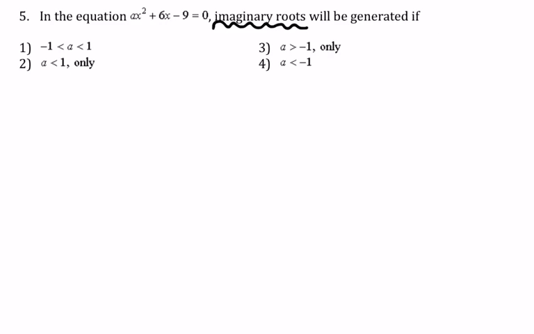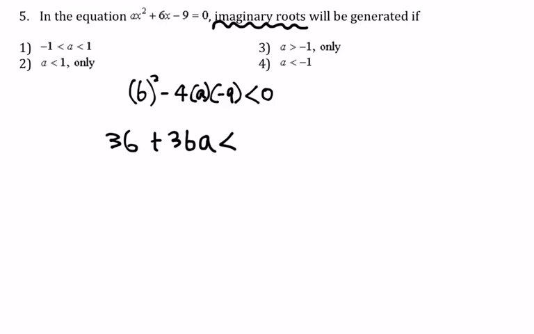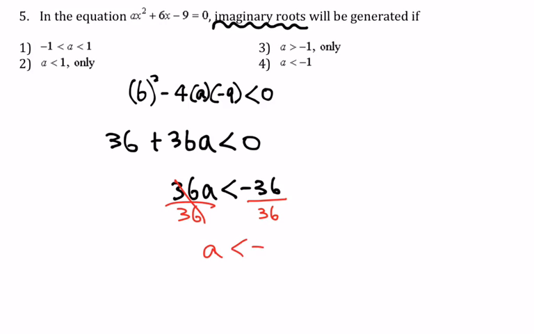Now, once again, number 5, we're looking for imaginary roots. Then the discriminant b squared minus 4ac has to be less than 0. So when we calculate this one, we get to see that 36a must be less than negative 36. As we divide by 36 on both sides, you will see that a has to be less than 1, which is choice 4.